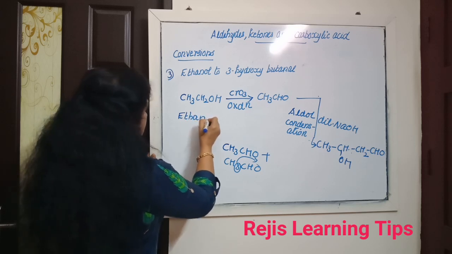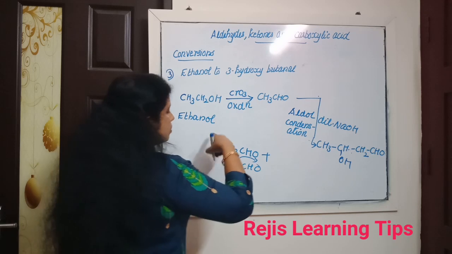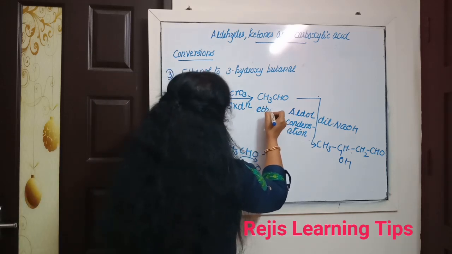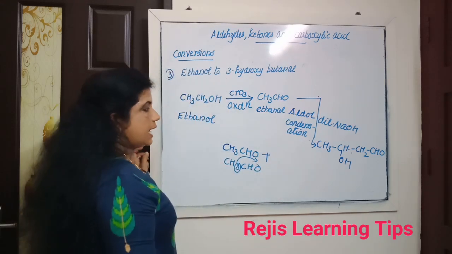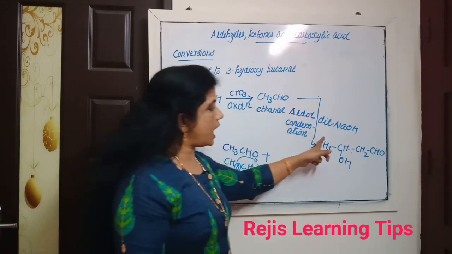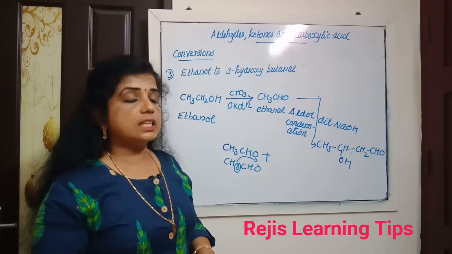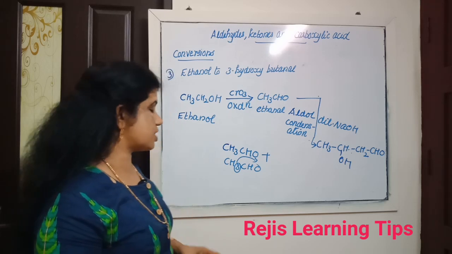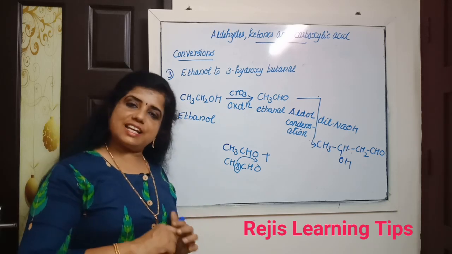Ethanol undergoes oxidation. In the presence of chromium oxide, we will get ethanal. This ethanal undergoes aldol condensation. In the presence of dilute NaOH, we will get 3-hydroxybutanal. That reaction is known as the aldol reaction. Am I correct? Okay guys, study up to here.